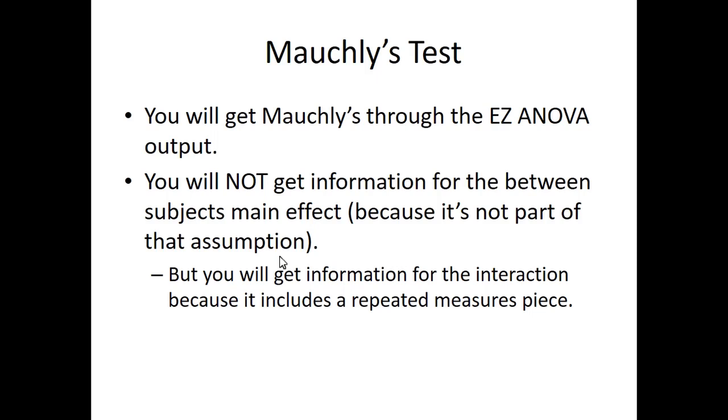You do get information, though, for the interaction. So we'll see just charisma, and then the interaction. Because the interaction includes the repeated measures piece, so you're going to see the correction for that. So you should always get at least two, unless they only have two levels. And then you would just see the interaction. So the question is, why don't I get Mauchly's in my output? And the answer is because it has two levels, or because it's between subjects.